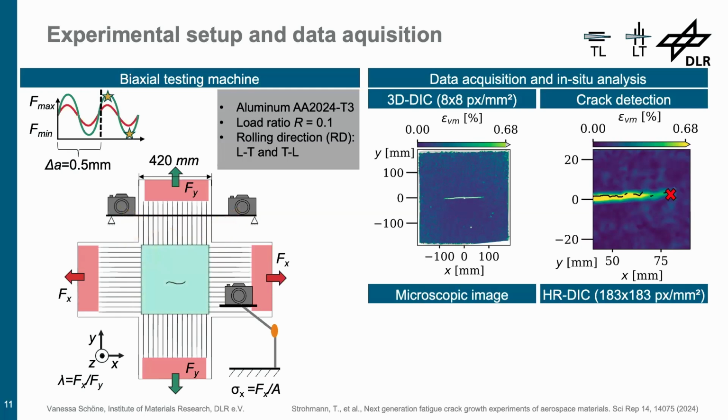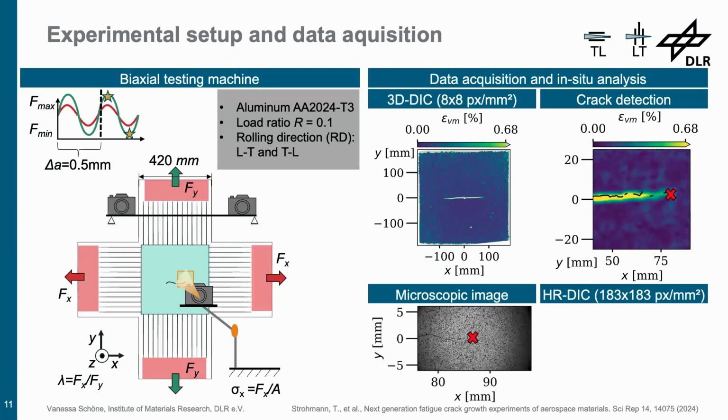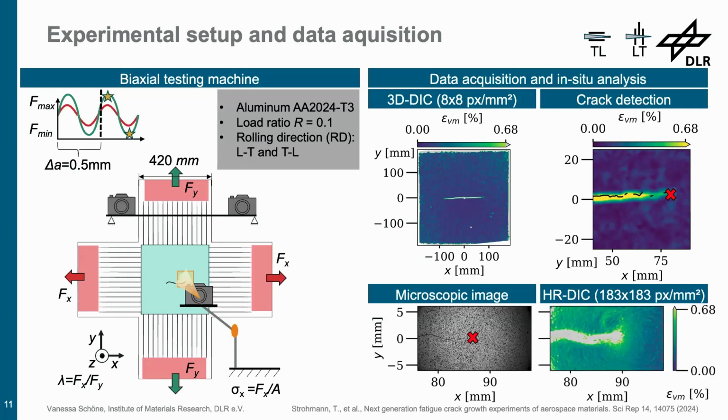Then the robot moves forward to the position of the crack tip, and we capture another image, a 2-dimensional, microscopic image. That means that we get a higher resolution, but a smaller image, of course. This enables us to get a high resolution DIC image, capturing more details of it.